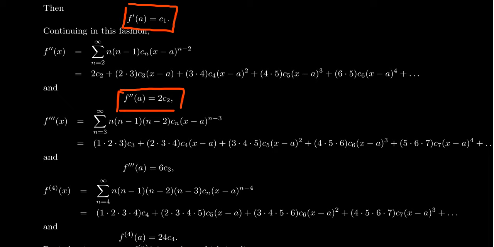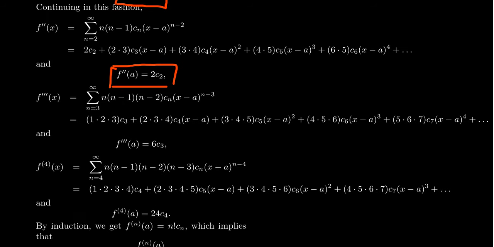If we look at the third derivative, we take all the derivatives like we did before. When you take the derivative, the constant term will disappear. X minus A will disappear. We're left with 6, C3.